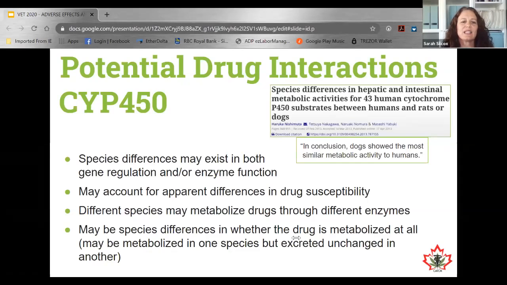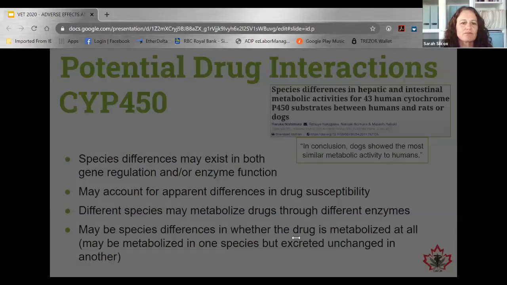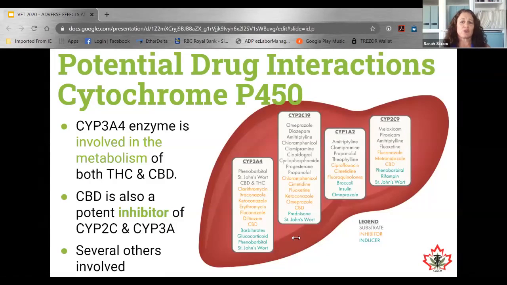But exactly which drugs use which enzymes in a given species is still largely unknown, as is the dose that may be required to cause inhibition or induction. So what happens in people may not always happen in dogs or rats or cats. A few years ago, I put together this graphic to show some of the possible drugs that can be affected by cannabis.